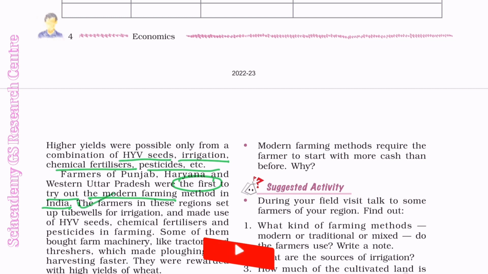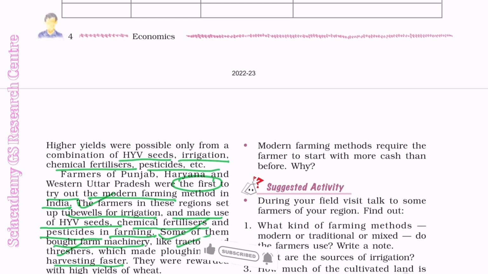The farmers in these regions set up tube wells for irrigation, made use of HYV seeds, chemical fertilizers, and pesticides in farming. Some of them bought farm machinery like tractors and threshers, which made plowing and harvesting faster. They were rewarded with high yields of wheat.